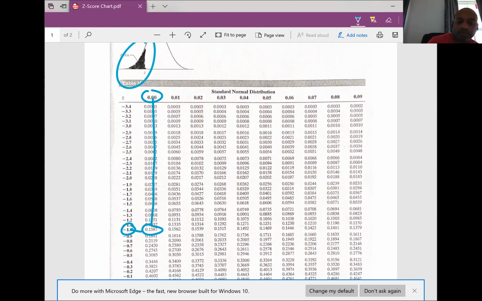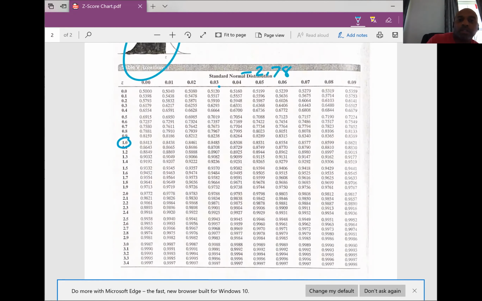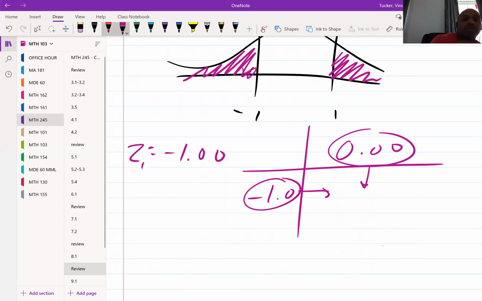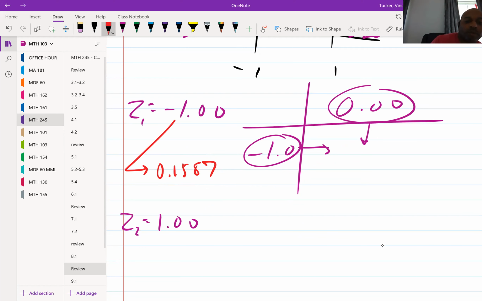All right. And I might as well go ahead to 1.0. And then positive 1.0 is right here. And we're looking at positive, so that's 0.8413. All right, so let's go back to the notes. So now the chart gives us 0.1587 here. And then for 1.0, if I remember correctly, 0.8413. I gotta go back. 1.0. All right, cool. Thank you.